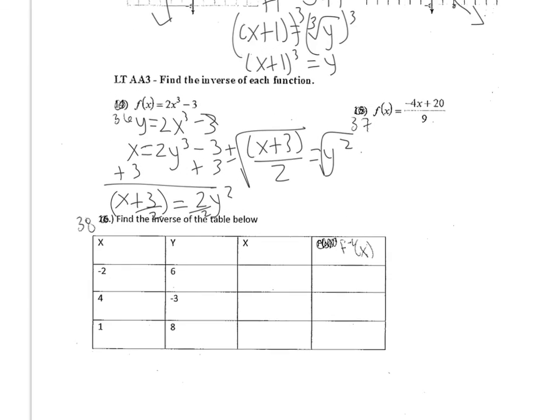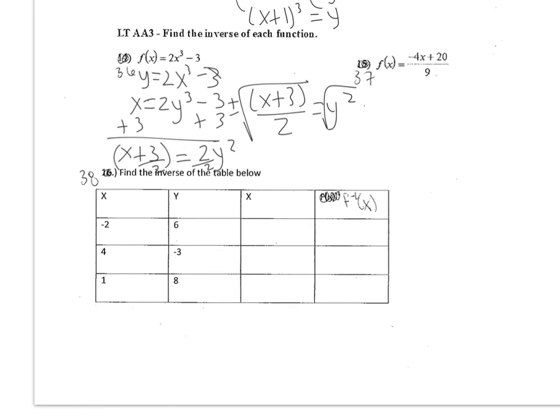Let's move on here to find the inverse of a table. Remember, you just need to take your x and y values and switch them. So if it's negative 2, 6, it needs to become 6, negative 2. This would become negative 3, 4, and this would become 8, 1.